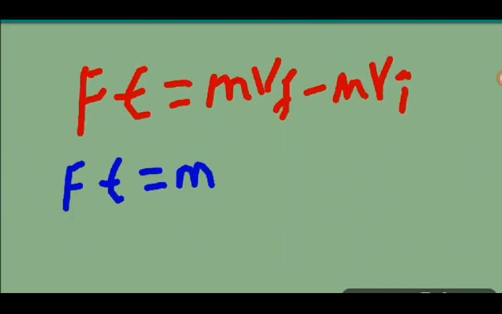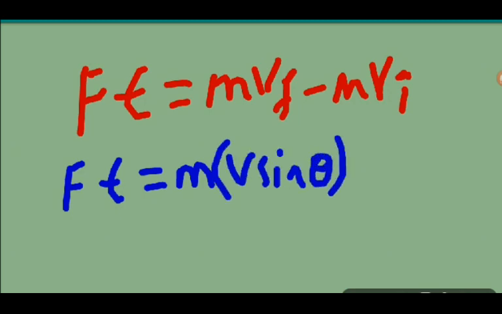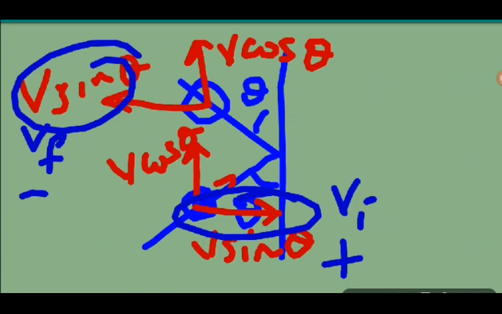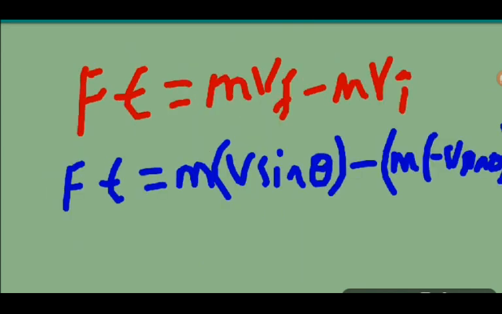Okay, so having this in mind, now let's go back. V final is V sine theta, and V initial is V sine theta. But this is positive, the other is negative. But for convenience, it's possible to take the left one positive, the other negative. It doesn't have any problem. So for this case, we have to take the summation in general. It becomes 2 times m times v times sine theta.